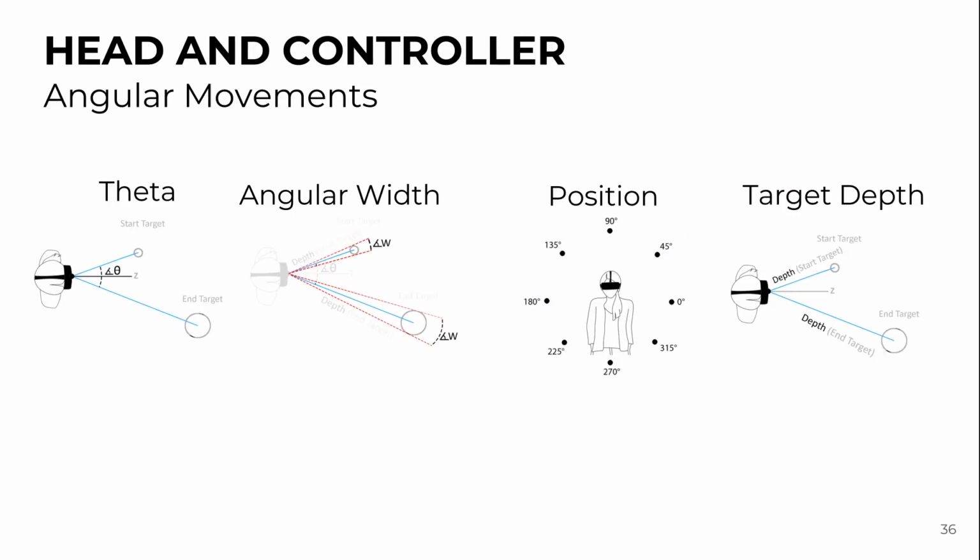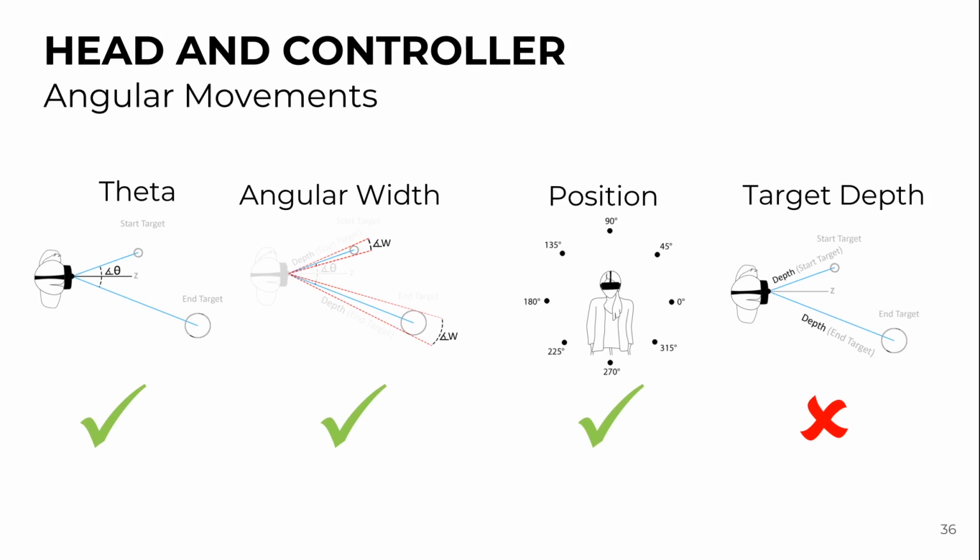We also looked at the head and controller angular movements. With these movements, as would be expected, we saw that theta had a significant impact on the cumulative angular distance traveled by the controller and the headset. The target width and position also had a significant effect on how much both the head and controller turned during the movement. It was interesting to see that the head moved further for smaller targets, likely to better see them. This suggests that the head movement may provide information that the controller does not.